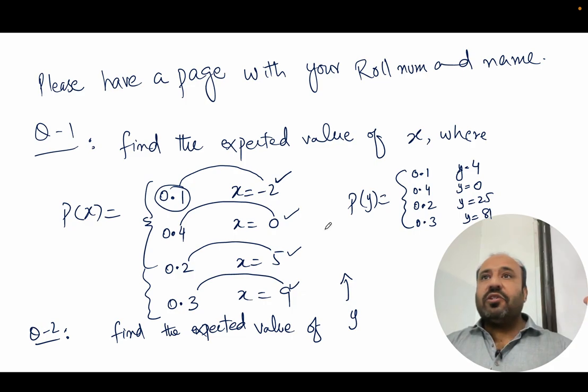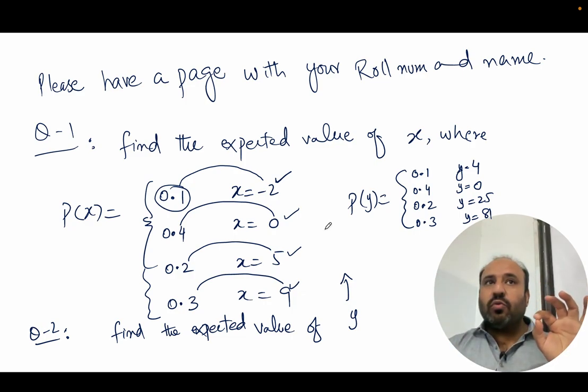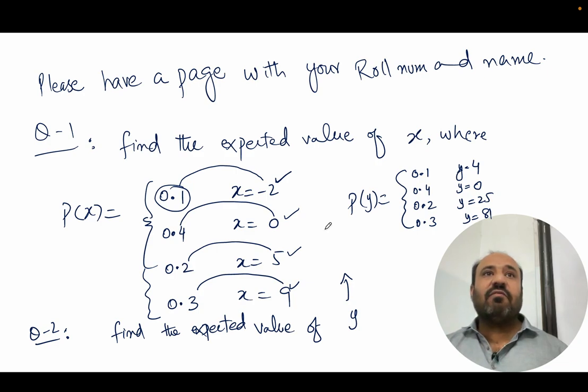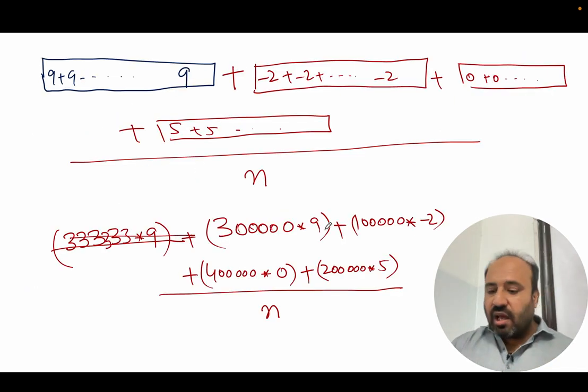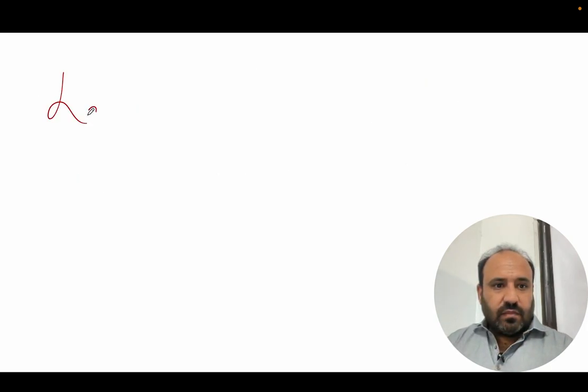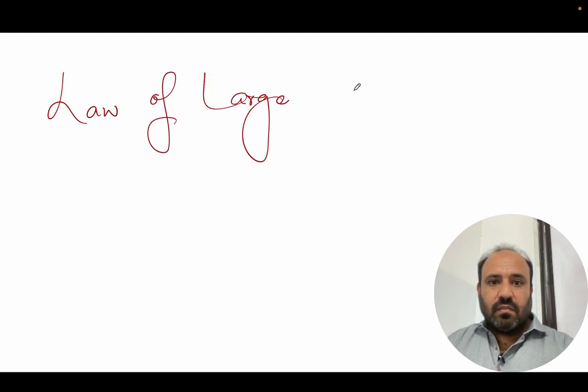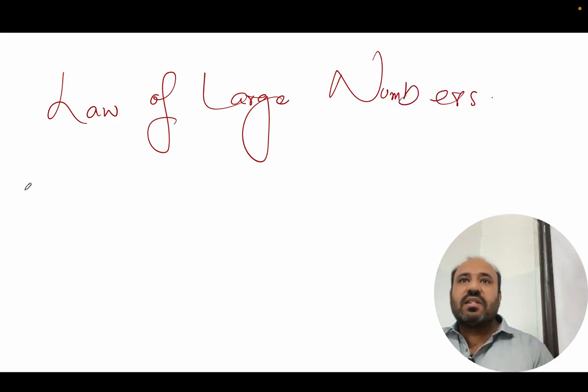That the sample average becomes close to the population average, which is the expected value, if the sample size is large enough. This is a particular law, and this law is called the law of large numbers. What is the law of large numbers?